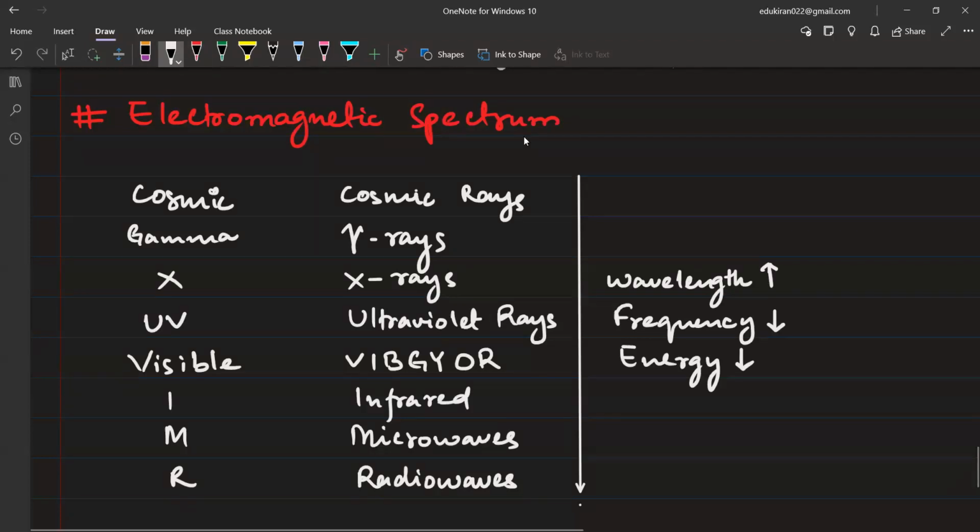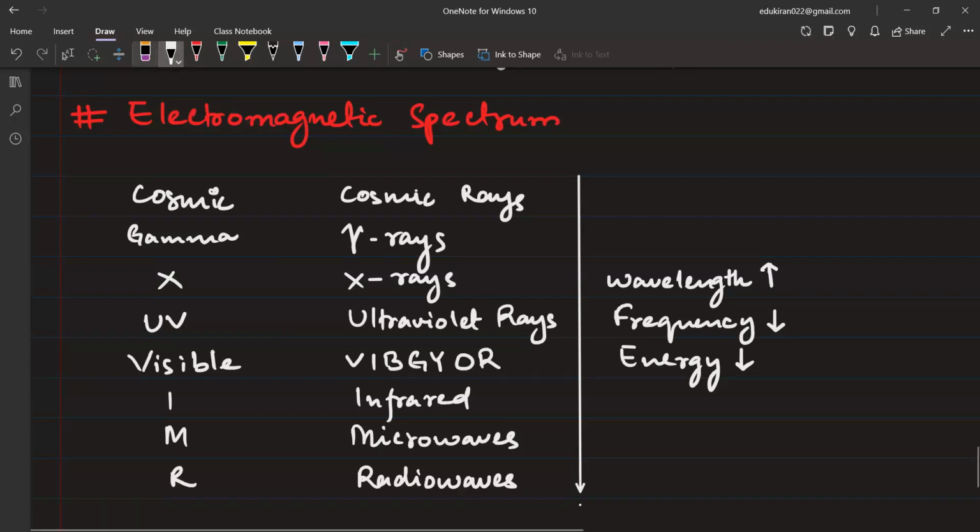Please repeat this at least 10 times. Cosmic gamma X UV visible IMR. You repeat in such a manner that you don't get confused. Cosmic gamma X UV visible IMR.